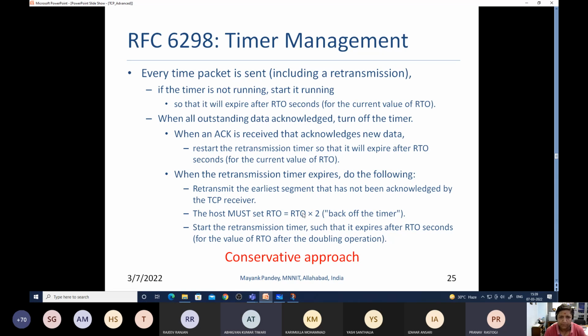Sir, for every new packet it will restart the timer. Think over that gap. Draw it, sir, when the first packet is sent. Spend time on this. Fine.